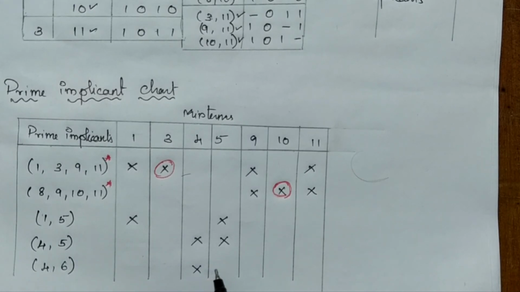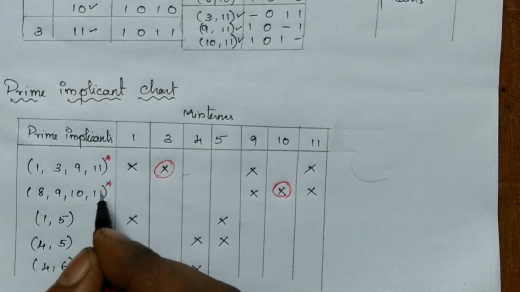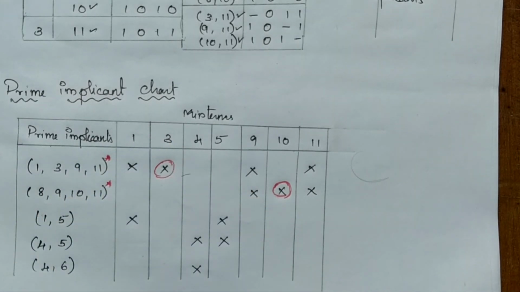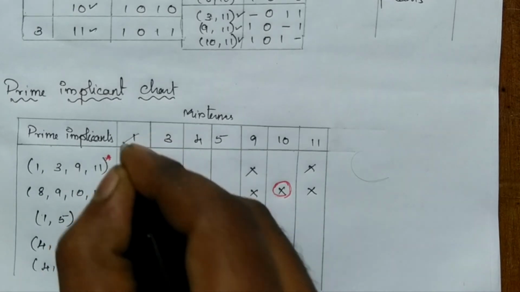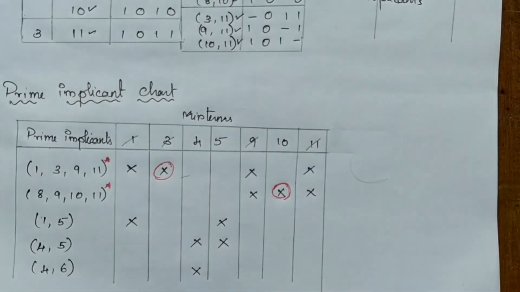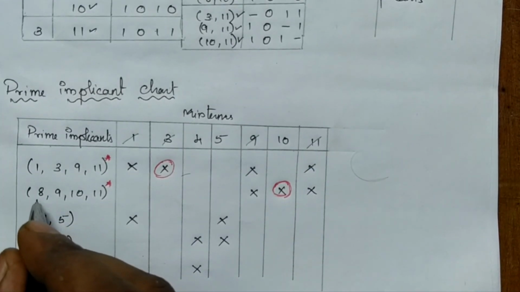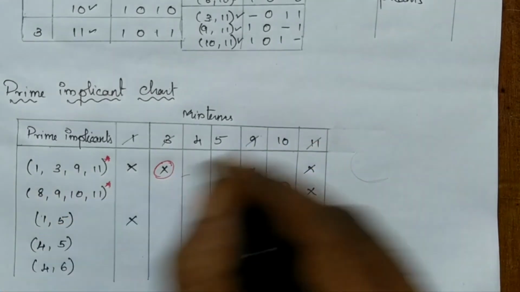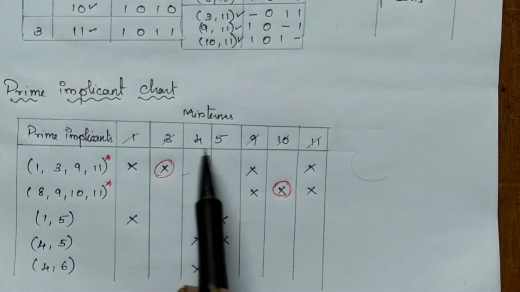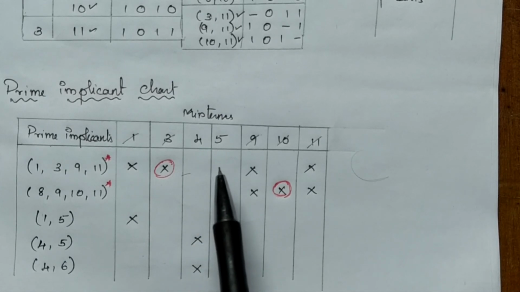Then we need to go for checking whether all the minterms are covered using this expression. So here we are having the 2 essential prime implicants. Here I am having 1, therefore for checking we can cut it. Here 1, here we are having 3, here 9, then we are having the value 11. Then the second essential prime implicant, here 8, 9, 10, 11. 8 is don't care. Here we are having 9, 10 and 11. But here the minterms 4 and 5 are not covered.